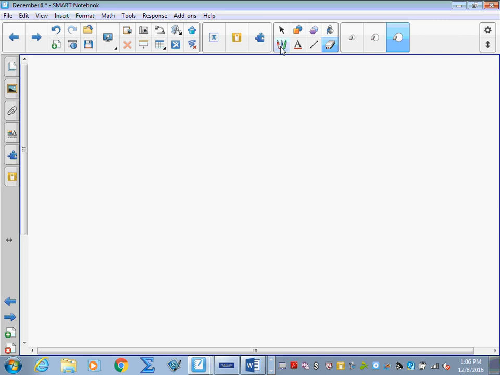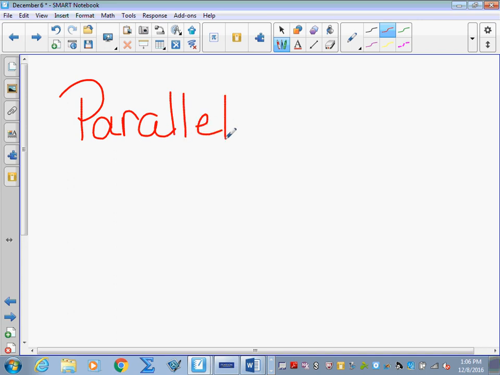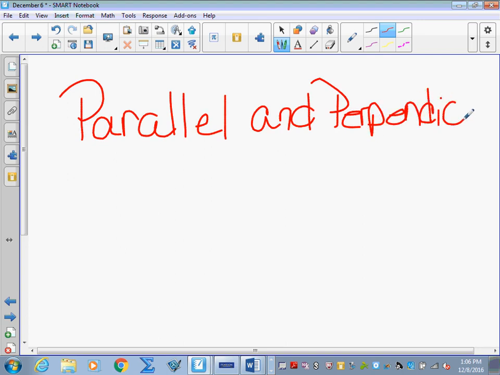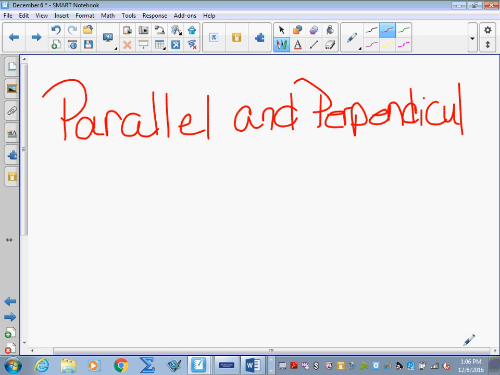So in your spiral notebook, you're just going to simply write the title "Parallel and Perpendicular." So our topic is on parallel and perpendicular lines, and you're going to be writing equations that are either parallel to another line or perpendicular to another line.